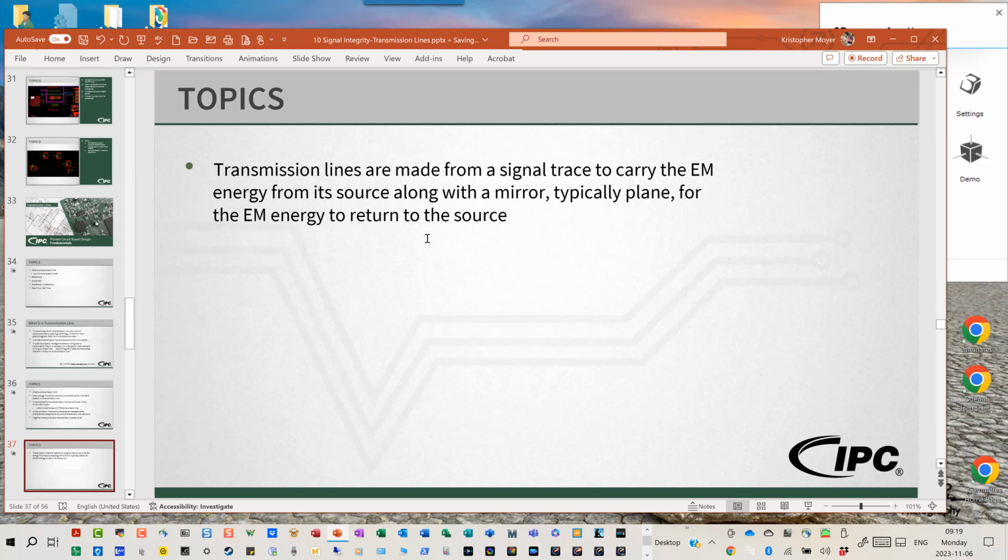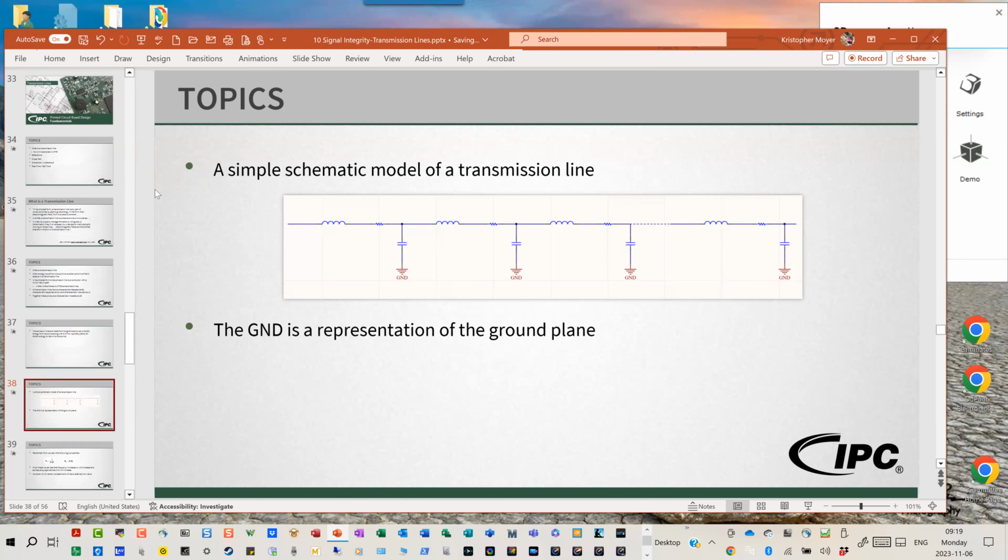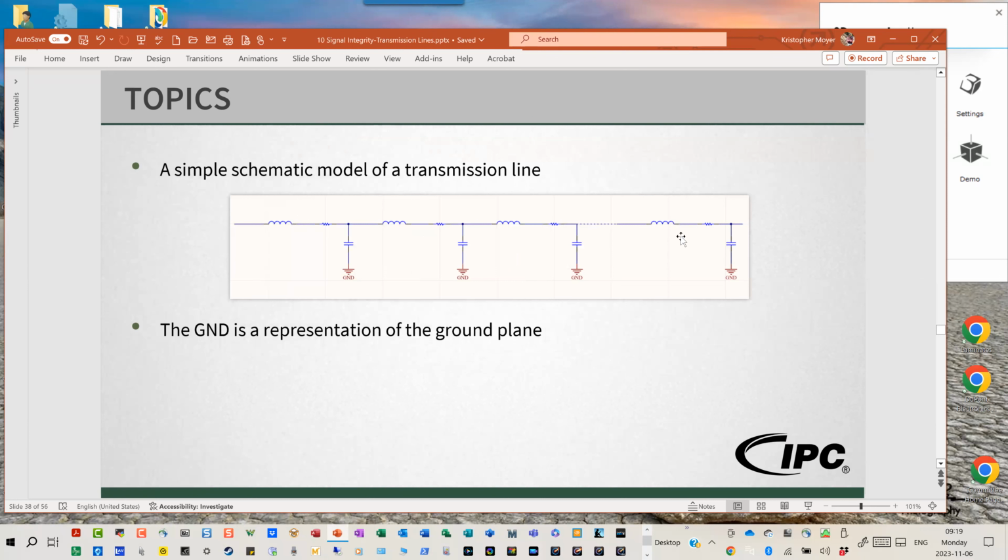Transmission lines are made from a signal trace to carry the EM energy from its source with a mirror, typically a plane, for the EM energy to return to its source. A simple schematic of a transmission line you will often see used in analysis is this infinitely distributed model, where we have L naught, C naught, R naught, and those are going to form Z. Because it's an infinite series, I will measure the same impedance no matter where along the transmission line I am. Ground here in this case is simply a representation of the ground plane.